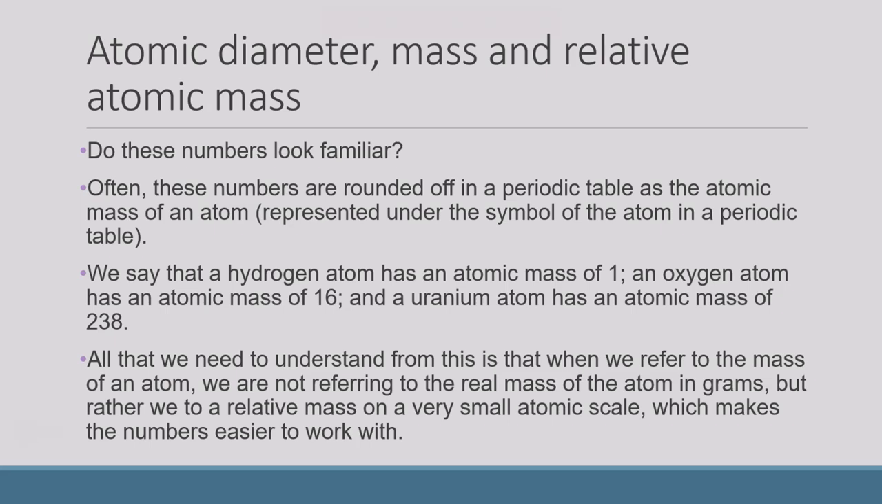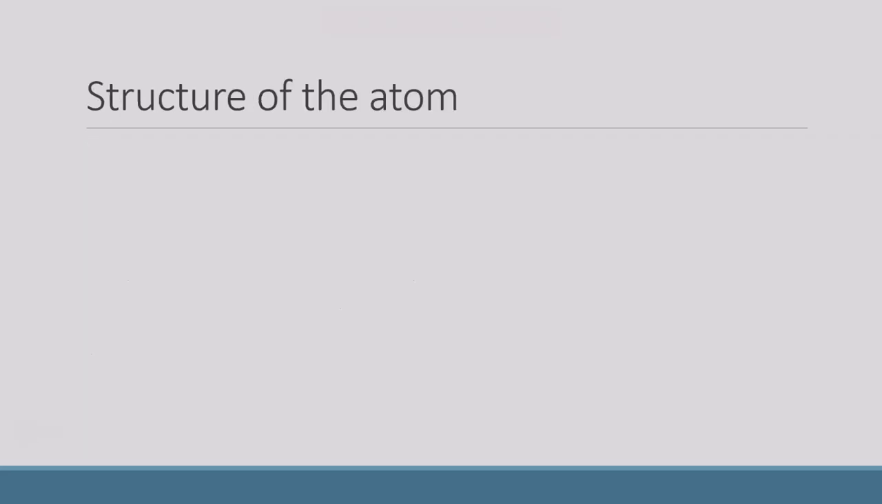So all we really need to understand from all these slides is that when we refer to the mass of an atom, we're not referring to the real mass of an atom measured in, say, grams or kilograms, but we are referring to a really tiny relative mass on some tiny atomic scale, which gives us numbers that are easy for us to work with. Now that we understand that, let's move on to the structure of the atom.